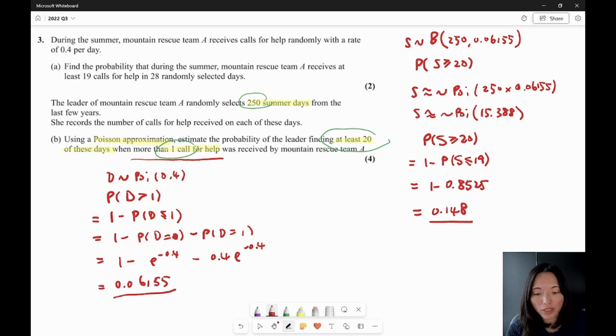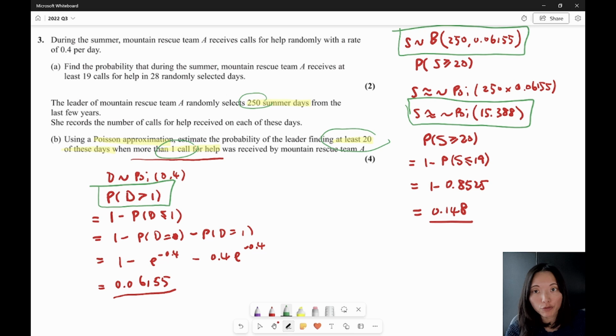There are 3 parts to this question. First of all, is to work out the probability of success, the p. Secondly, is to write down this binomial distribution. And the third part is for us to use the Poisson approximation to find out the distribution of S to get the probability that's asked for in the question.